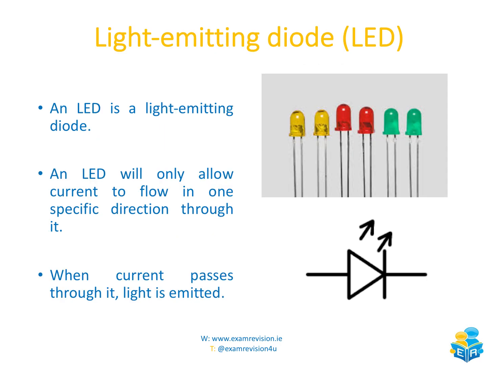Now, you might have heard a diode in terms of light emitting diodes, or LEDs. They're a form of light. And an LED is a light emitting diode. An LED will only allow current to flow in one specific direction through it. And when current passes through it, light is going to be emitted. So we can see the symbol for an LED is very, very similar to the diode. It has our arrow, but to signify a light emitting diode, we just have arrows pointing out of it to show that there is light coming out of it. So that's our LED.